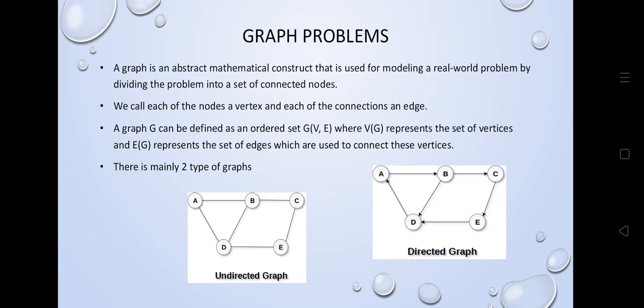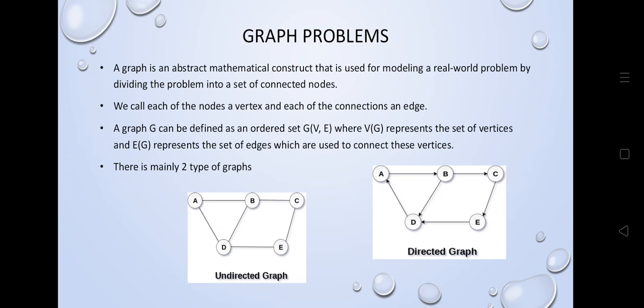The last one is graph problems. A graph is a mathematical structure used to model complex systems by breaking them down into simpler, interconnected parts called vertices and edges. Essentially, a graph G can be described as G = (V, E), where V(G) stands for the set of vertices representing the different parts of the system, and E(G) denotes the edges, which are the connections between these parts.